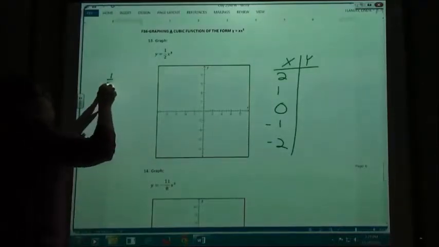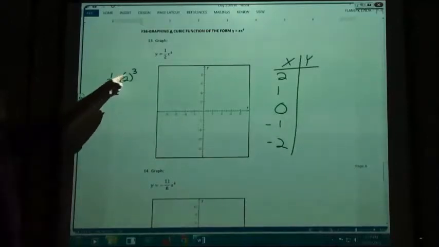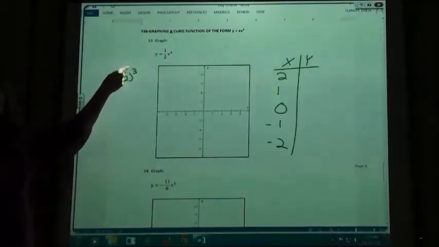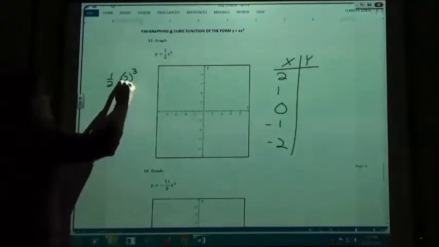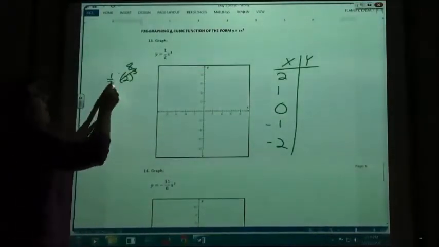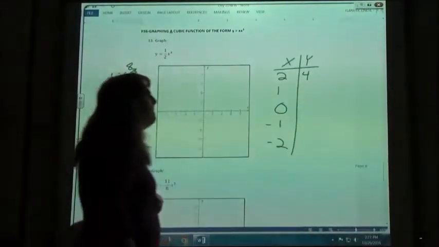So 1/2 times 2 cubed. Following my order of operations, I have to do my exponent first. 2 to the third. 2 times 2 times 2 is 8. 1/2 times 8, half of 8, 4.